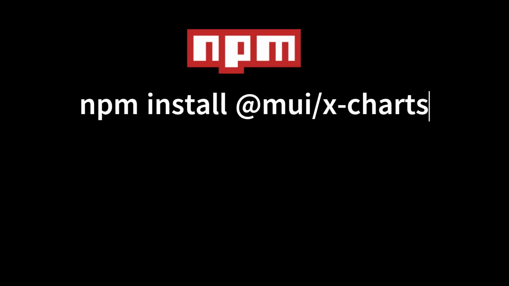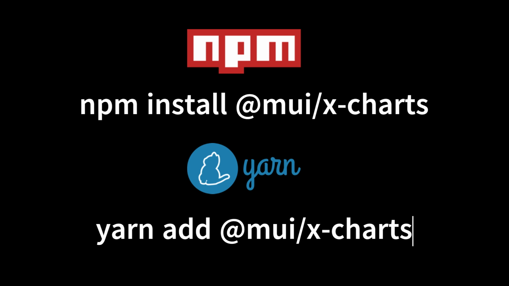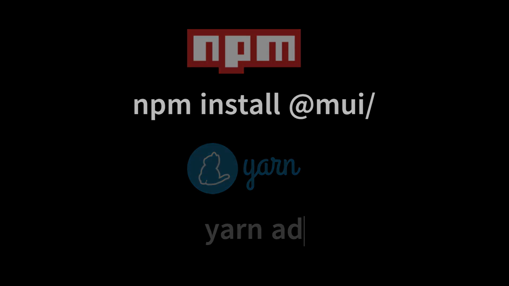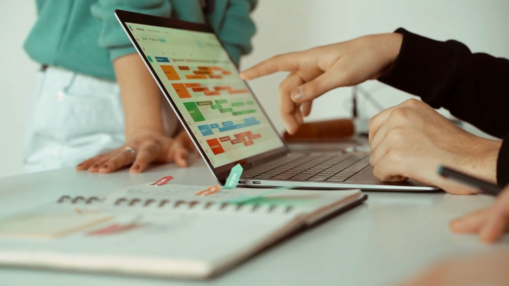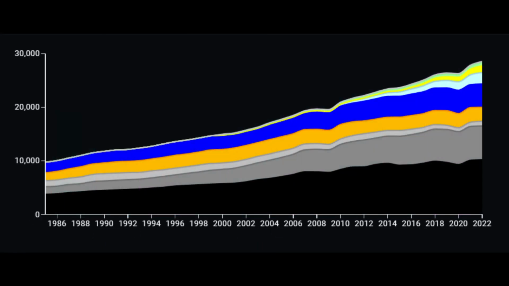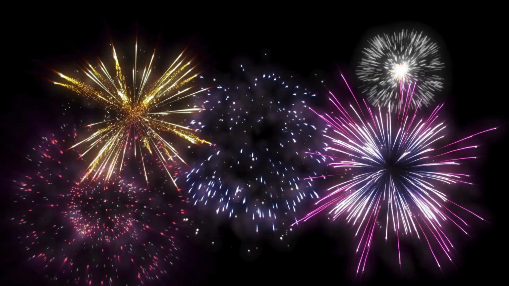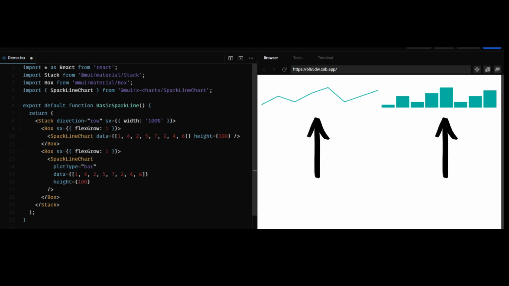To install in your project, run npm install or yarn add at mui/x-charts. The library already has support for several charts, including bar charts, line charts, and pie charts. Support for sparkline charts also exists. These are smaller charts with no axes that can be used to embed and show trends in your application.